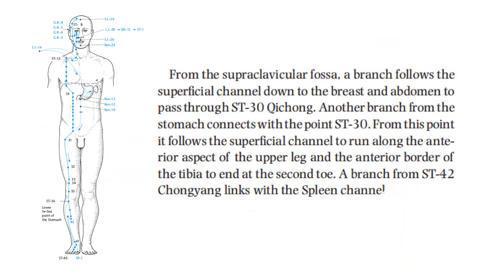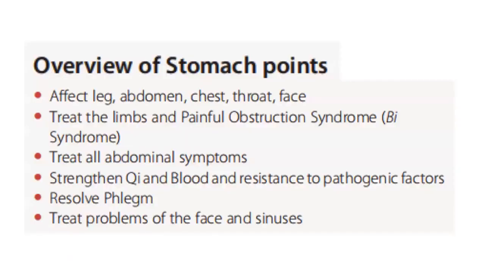From this point, it follows the superficial channel to run along the anterior aspect of the upper leg and the anterior border of the tibia to end at the second toe. A branch from stomach 42 links with the spleen channel.